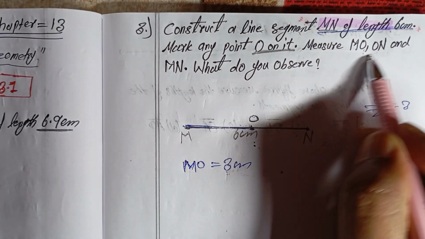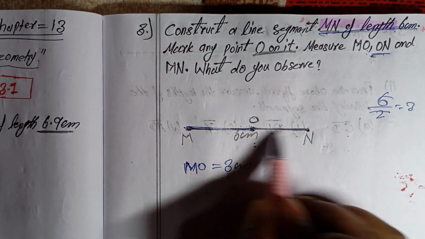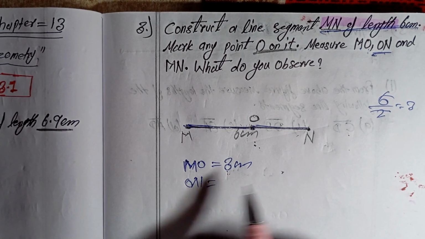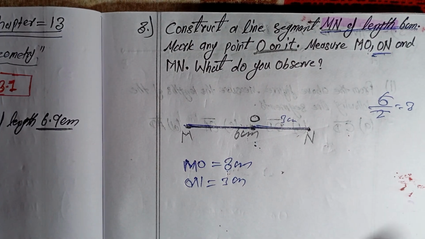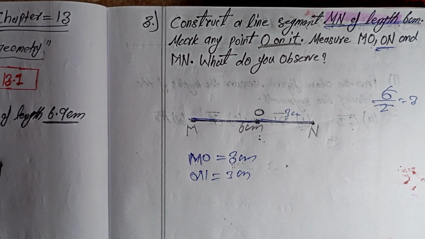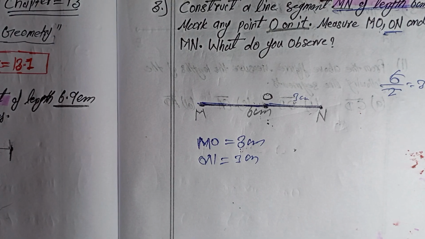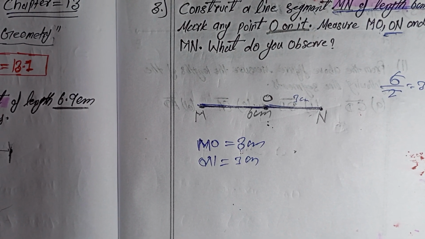Now what is ON, from here to here? ON also, how much? It's also 3 centimeter. So whatever in this one, everything is clear. I hope you don't have any doubt in this. This is a very simple question.